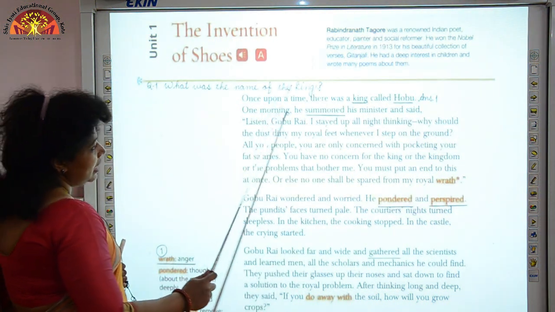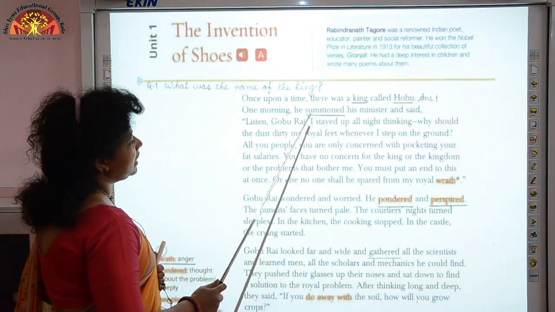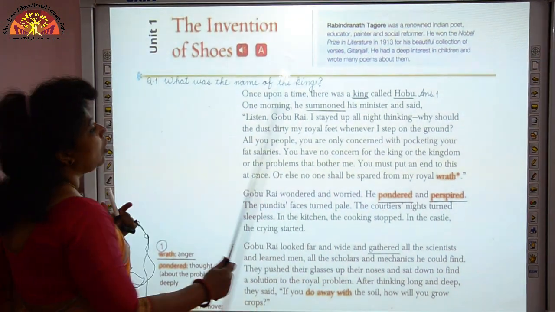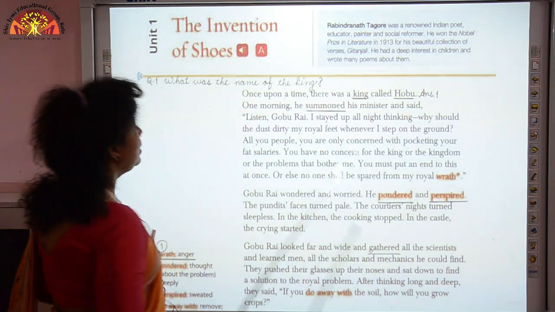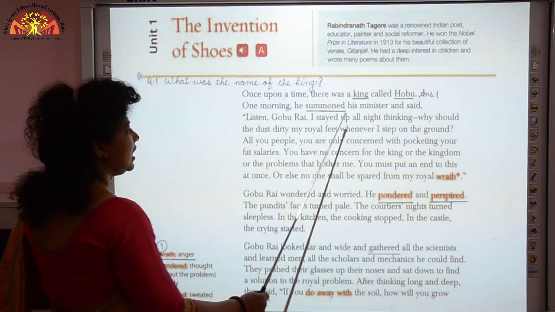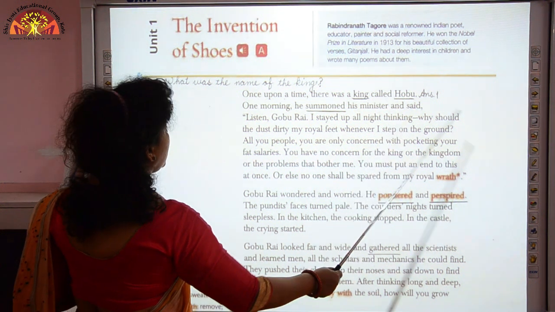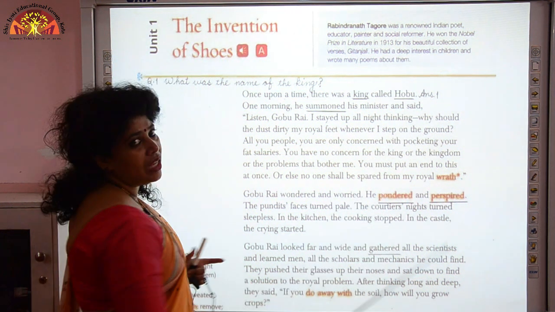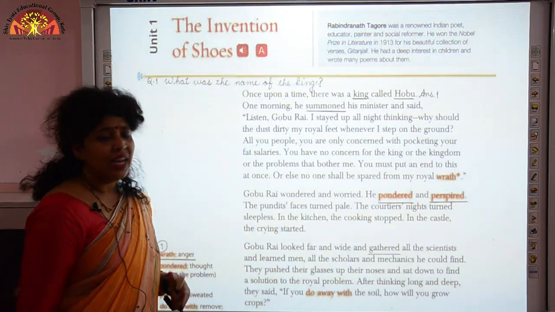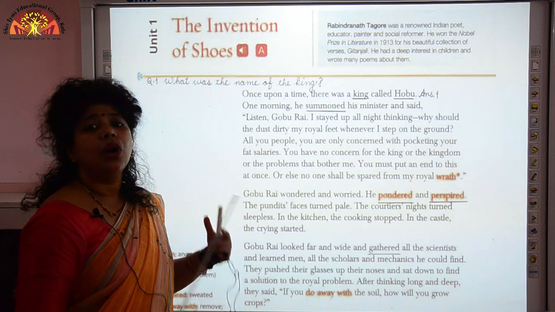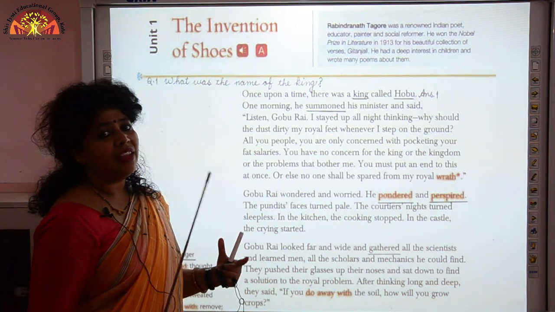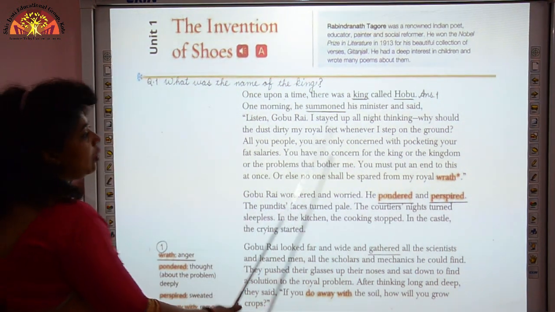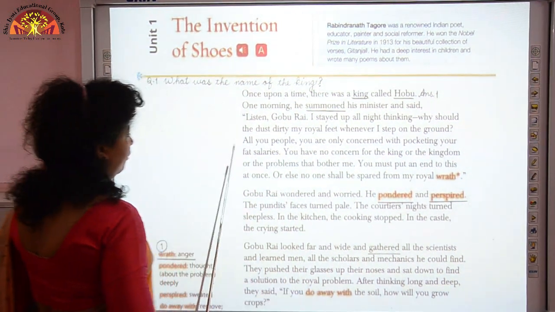One morning, he summoned his minister. Please underline your new word summoned. Summoned means ordered. He ordered his minister and said, "Listen, Goburai, I stayed up all night thinking, why should the dust dirty my royal feet whenever I step on the ground?" So the king was worried and fussy, that is, royal feet were getting dirty whenever he stepped on the ground. All you people, you are only concerned with pocketing your fat salaries.